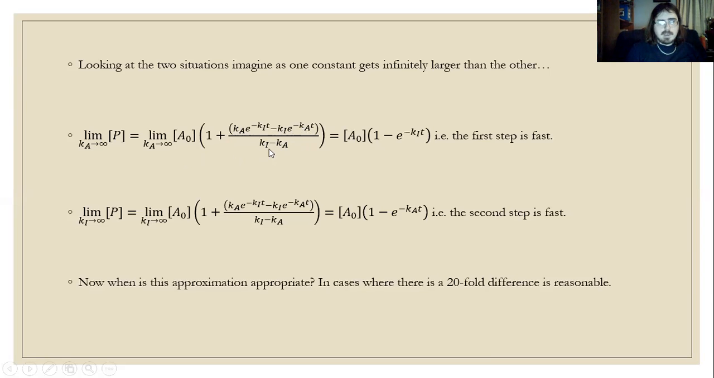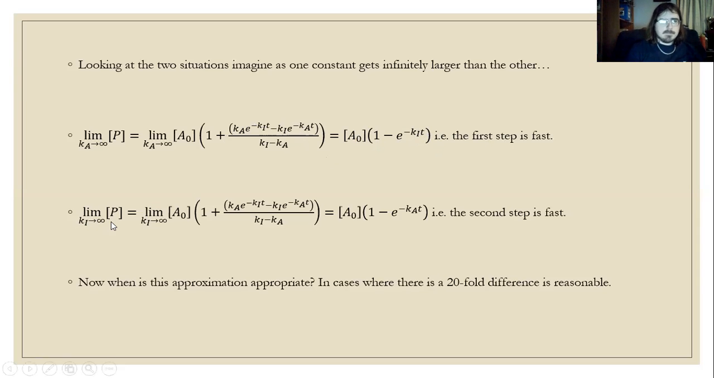So essentially you're going to have Ka and negative Ka canceling itself out in the e to the negative Ki t term. So to simplify, if Ka is infinitely faster than Ki, then the concentration of P is only dependent on time, our Ki constant, and our initial concentration. So i.e. the first step is fast. We almost entirely ignore the rate constant of the first step.